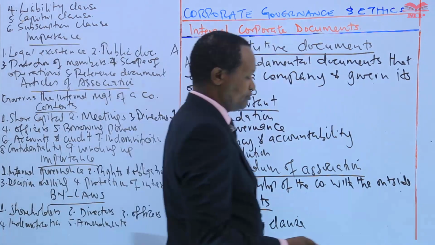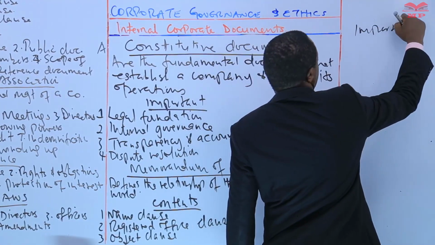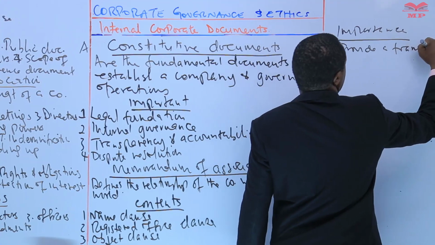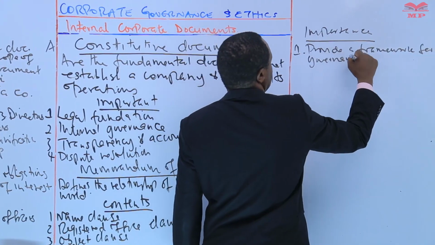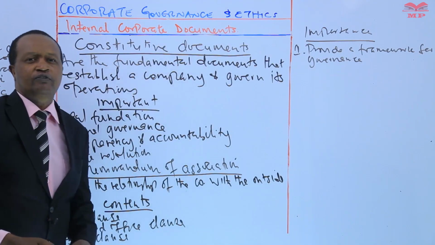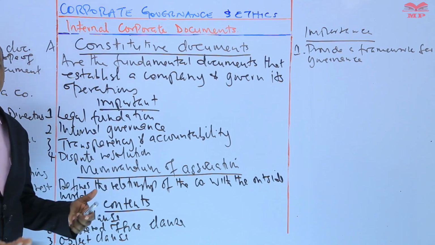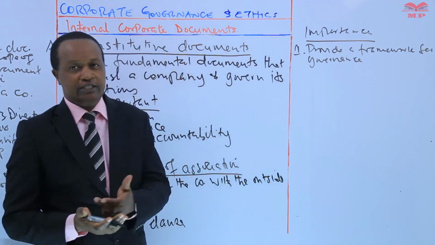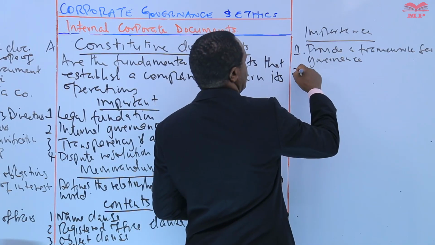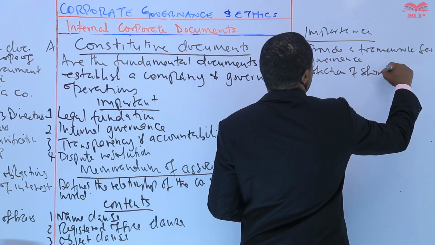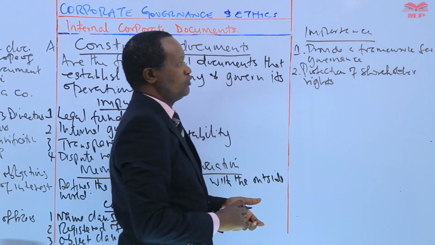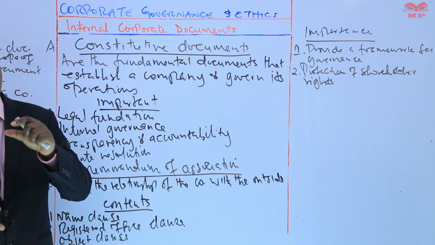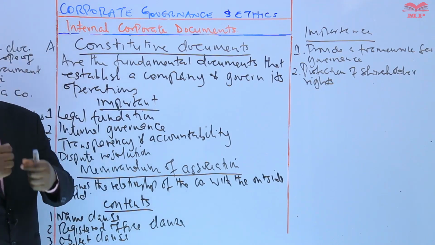We can briefly describe the importance of bylaws. Number one, bylaws provide a framework for governance. They establish clear rules and procedures for how the company will be managed and how the company will be operated. Two, protection of shareholder rights. Bylaws ensure that shareholders have a voice in corporate decision making and are treated fairly.